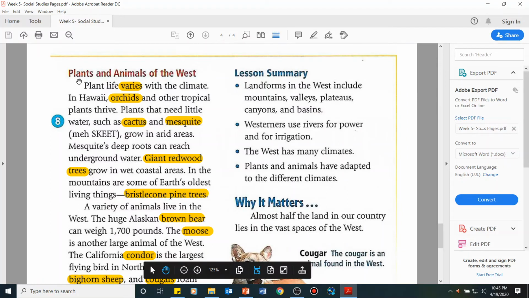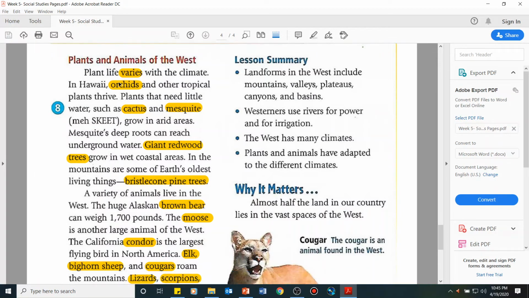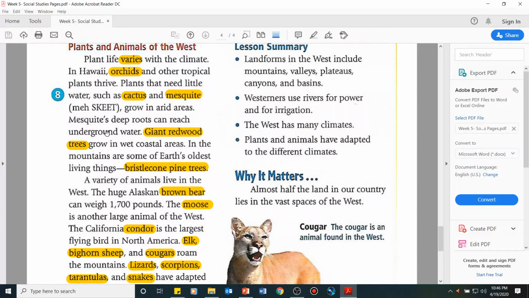Okay? So plants and animals of the West. Plant life varies with the climate. In Hawaii, orchids and other tropical plants thrive. Plants that need little water, such as cactus and mesquite, grow in arid areas. Mesquite's deep roots can reach underground water. Giant redwood trees grow in wet coastal areas. In the mountains are some of the Earth's oldest living things, bristlecone pine trees. Now here, you can see at least 1, 2, 3, 4, and 5 different types of plants.